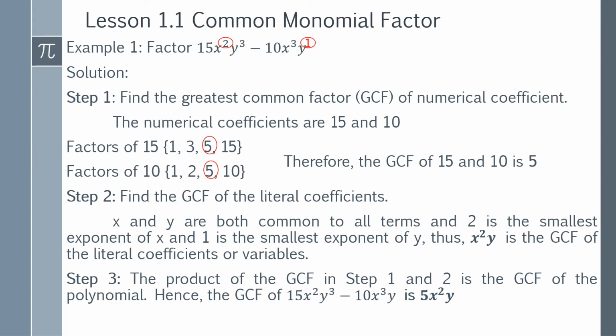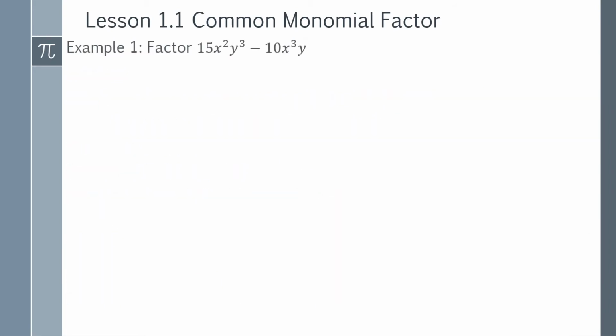Remember when we say product, pag sinabing product, other term is multiply or multiplication. So, kapag daw minultiply natin ang GCF ng step 1 at step 2, magiging GCF siya ng polynomial. Hence, the GCF of 15x squared y cubed minus 10x cubed y is 5x squared y. We're just going to combine 5 and x squared y, then yan yung product niya, 5x squared y. Parang pagsasamahin mo lang.